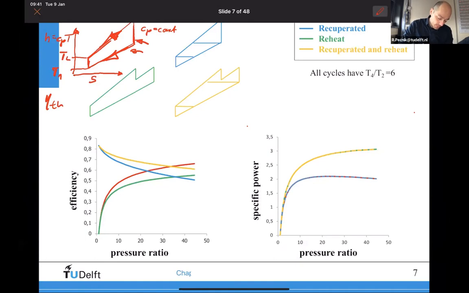So the red cycle is also given here as a function of efficiency, the efficiency as a function of pressure ratio. And you see that the higher the pressure ratio, the higher the efficiency. Okay, that really doesn't depend on what is the maximum temperature in the cycle. It's only the higher the pressure ratio, the higher the efficiency. And if the pressure ratio goes to infinity here, then of course you will finally reach an asymptotic value for the efficiency of one.